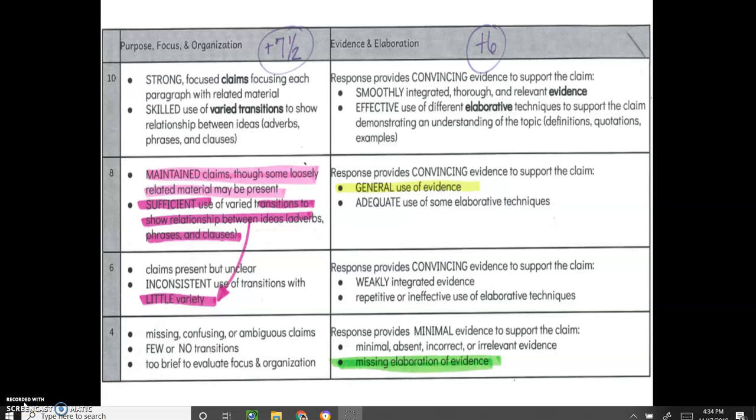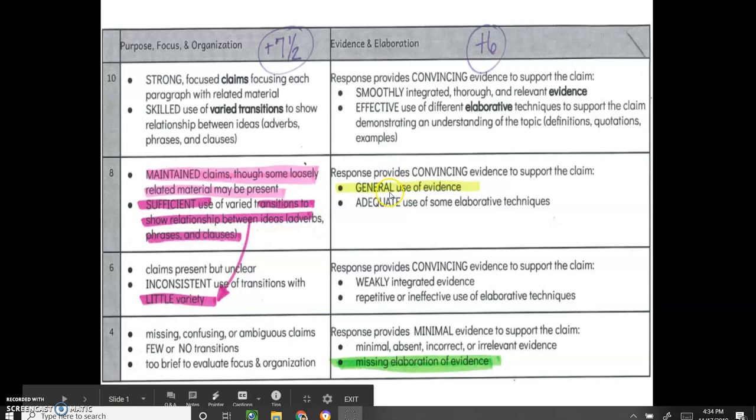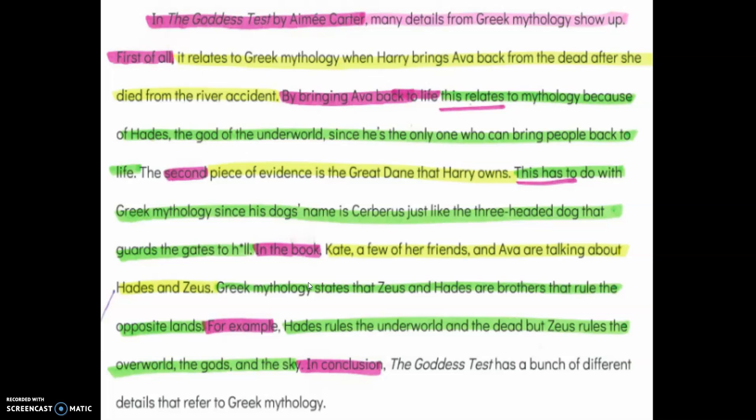Now we're going to take a look at how you used evidence in your paragraph. And everything in evidence is going to be highlighted in yellow. So go look at your paragraph. Anything that I highlighted in yellow was something from your book, maybe an event, maybe a character.